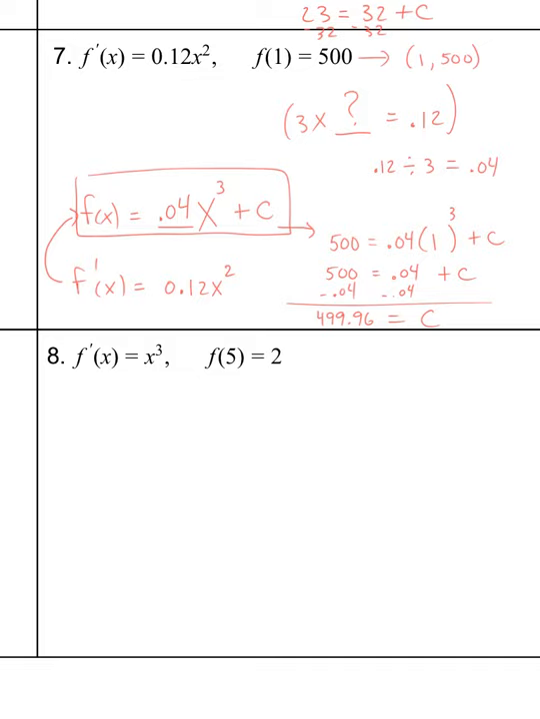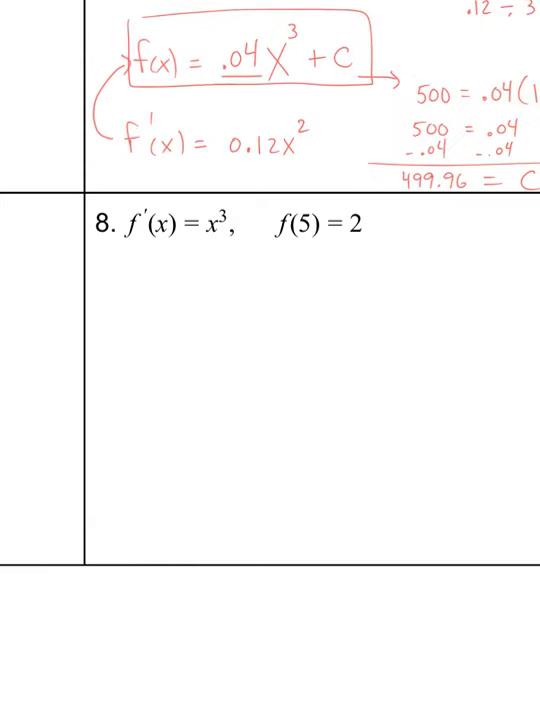So our specific antiderivative would be 0.04 x to the third plus 499.96. Okay, the last problem. Our derivative function is given to us. It is x to the third. We want to go backwards and find the original function. So to undo the power rule, we add 1 to the exponent. 3 plus 1 gives me 4. That is the first step.